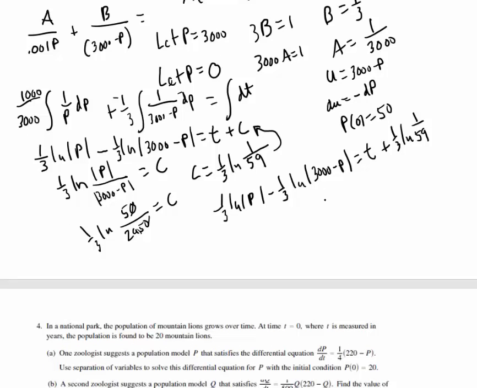All right, so how do I solve for all this mess? First thing I should notice is this term doesn't have a ln, but the other ones do, right? So let's go ahead and multiply everything by 3 just to get rid of this 1/3. So that'll be gone, that'll be gone, that'll be gone, and this will become 3t. And then I'm going to condense this down to 1 ln, so that'll be ln of p over 3,000 minus p equals 3t plus ln of 1 over 59.